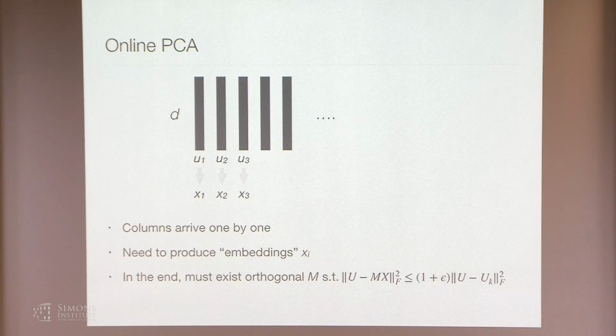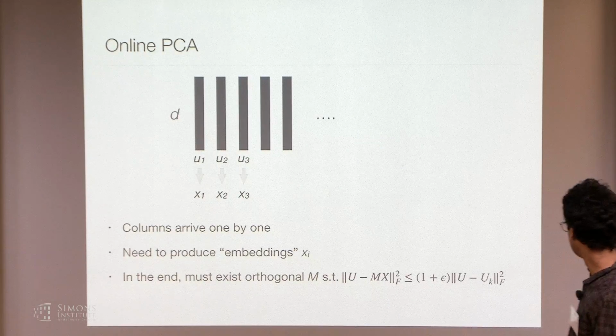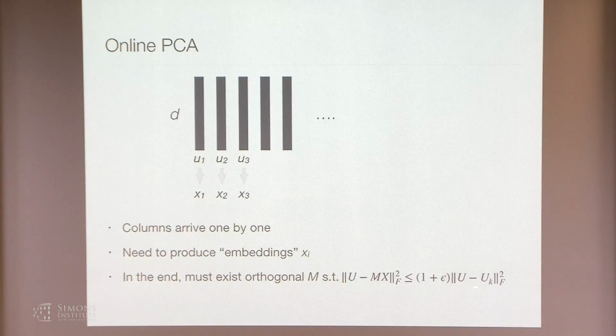So that's the problem here. Is UK here the best rank k approximation, or the best subset of k? This is the best rank k approximation. For PCA we compare with PCA, and even for column selection, since we are doing bicriteria anyway, we always compare with the PCA. All right, so this is the setup for online PCA.